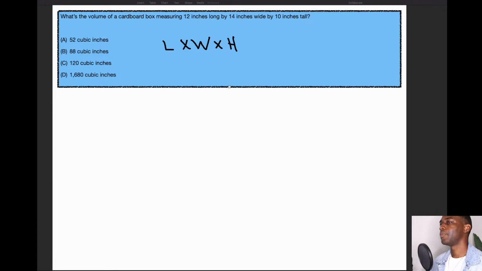Anytime you're solving for volume, this is what you do: length times width times height. So you go back to the question. Does it give you the length? Does it give you the width? And does it give you the height? If so, then y'all are cooking.